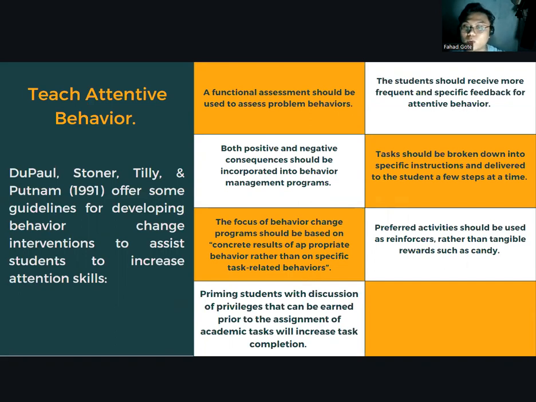The tasks should be broken down into specific instructions and delivered to the students a few steps at a time. The focus of behavior change progress should be based on the concrete results of an appropriate behavior rather than on a specific task-related behavior. Preferred activity should be used as reinforcer rather than a tangible reward such as candy. Offering students a discussion of privileges that can be earned prior to the assignment of academic tasks will increase task completion.